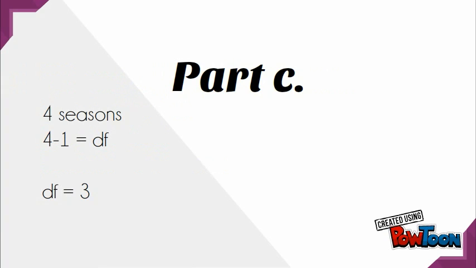And for part C, we are to find our degrees of freedom, which we have 4 seasons, so 4 minus 1, and that's our degrees of freedom, which is 3.